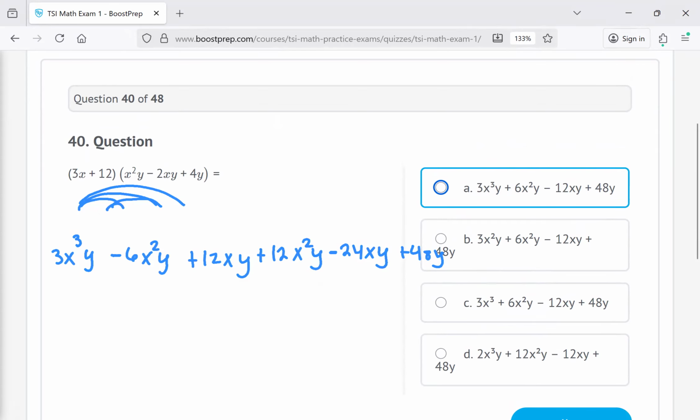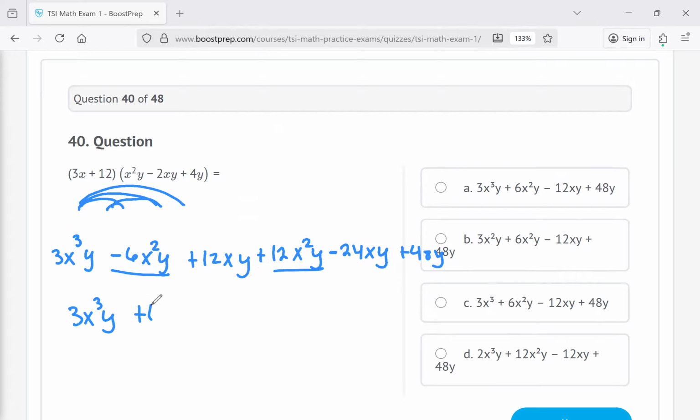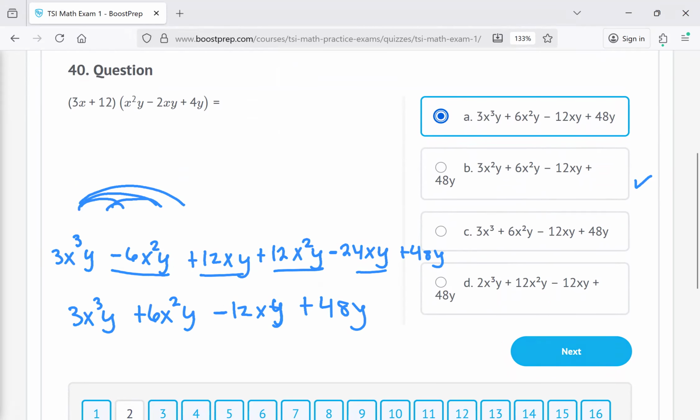Oh, it looks like we can collect like terms. So 3x cubed y, and then negative 6x squared y and positive 12x squared y is positive 6x squared y. And then 12xy and negative 24xy is going to be negative 12xy plus 48y. 3x cubed y plus 6x squared y minus 12xy plus 48y. There's your answer.